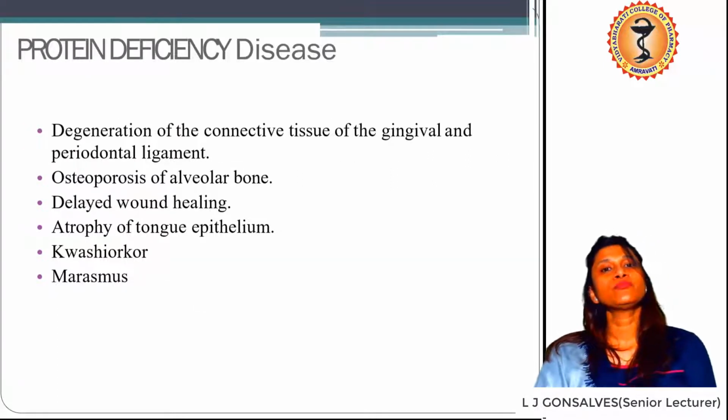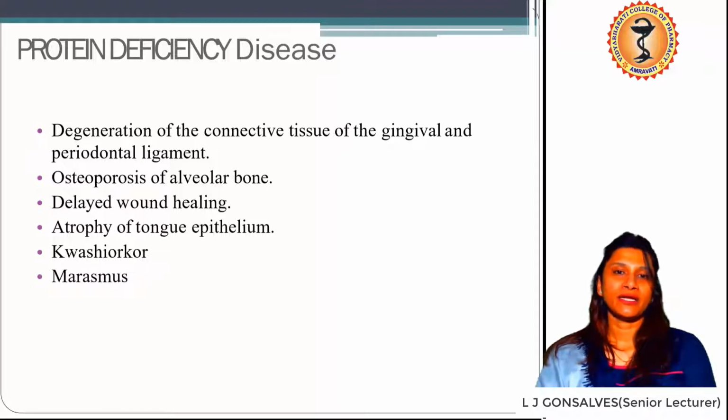Now we'll see protein deficiency diseases. We can see the first disease, that is degeneration of the connective tissues of the gingival and periodontal ligament. It is related to the mouth. So there is some degeneration in your gingival and periodontal ligament due to the deficiency of protein.